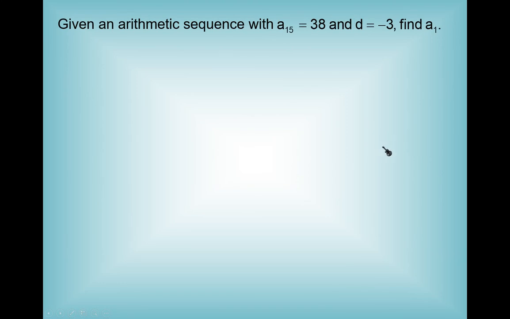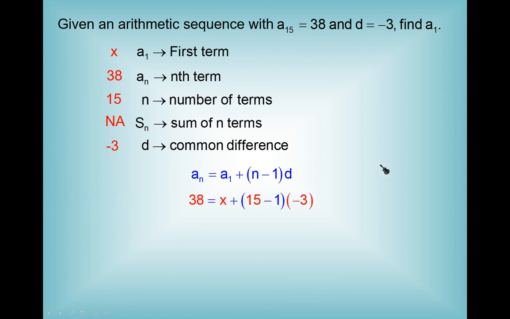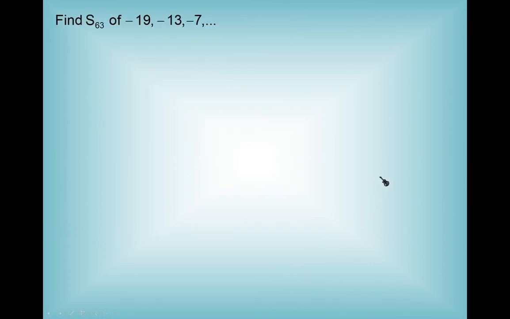Given an arithmetic sequence with A sub 15 is equal to 38 and d is equal to negative 3, find A sub 1. So ganun pa rin. Gamitin ang formula para makuha ang sagot. Ayan. Pag na-identify kasi natin to, madali na lang tayo mag-substitute. So just simplify. X is equal to 80.